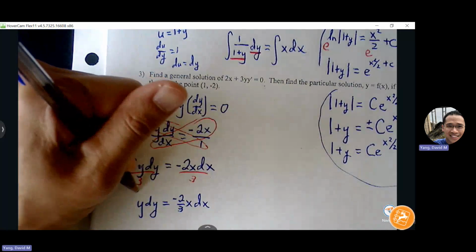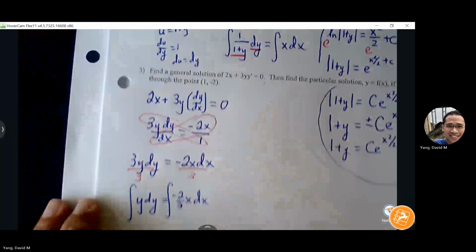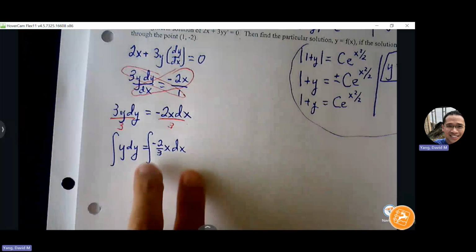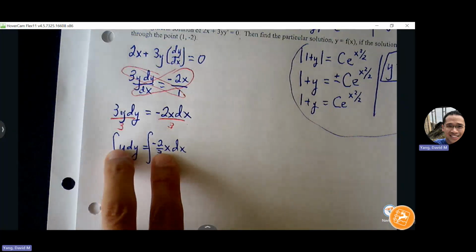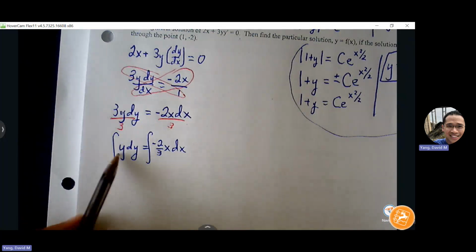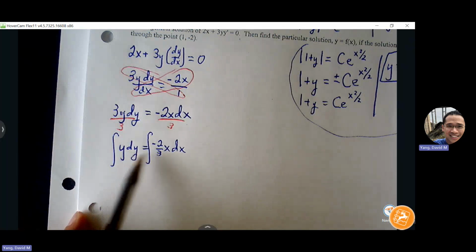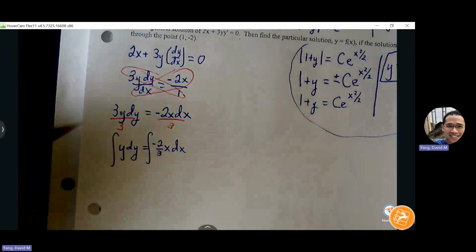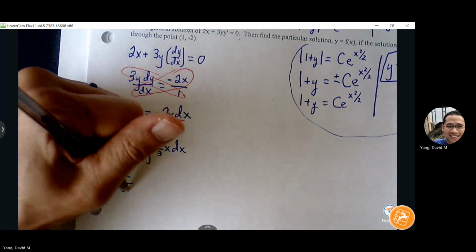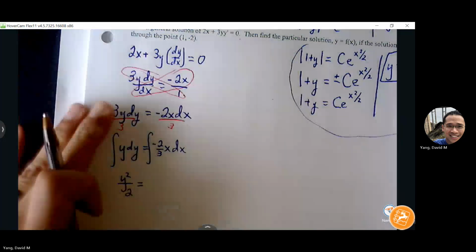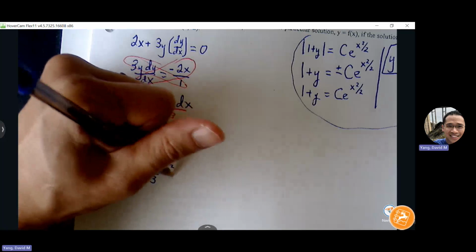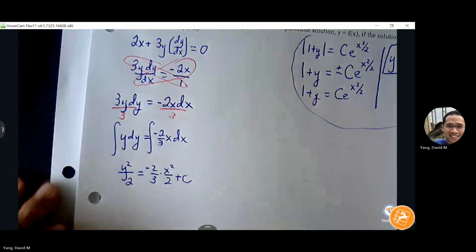And now I can move into my integral stage. Okay, dy dx's are in the numerator. That's good. X's are together. Y's are together. Any coefficients I can move to the right side, I did that already. So now simply power rule on both sides. Okay, integral of y dy becomes y squared over 2. Power rule on the right side as well. Negative 2/3 x squared over 2 plus c.